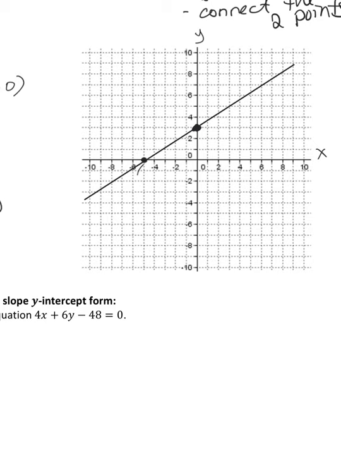Okay, we're not going to do the next example. I think 2 is enough.